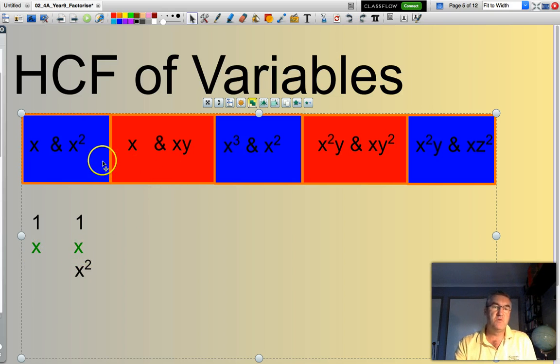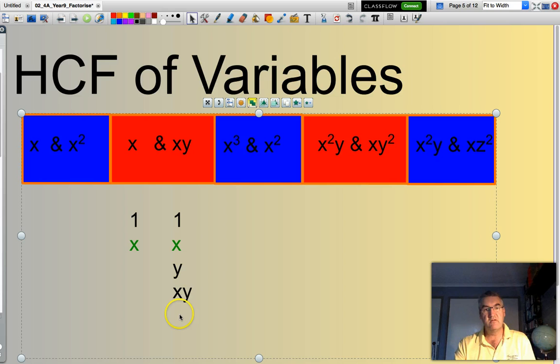Let's have a think about this one here. So tuck that away, bring this one here. And the factors of x would be 1 and x, just like we did earlier. Factors of xy: 1's a factor, x is a factor, y is a factor, and xy is a factor. So again, highest common factor would be x. Tuck that one away. Move to the next one.